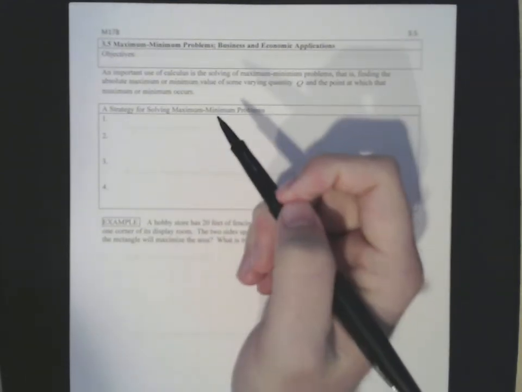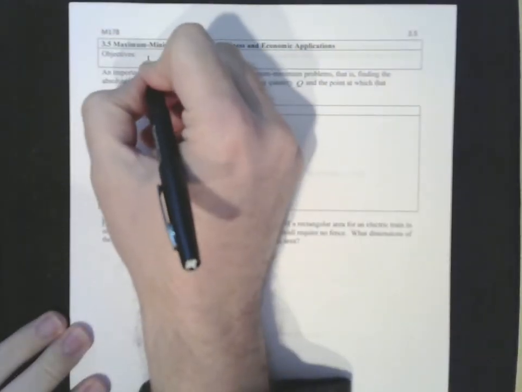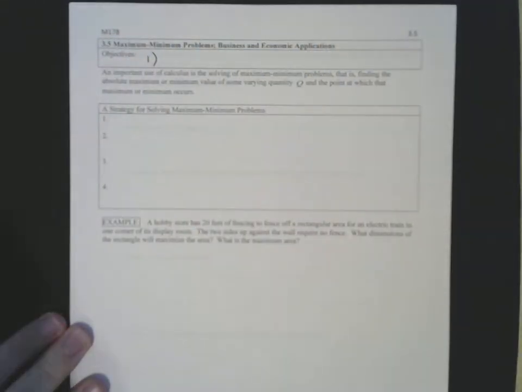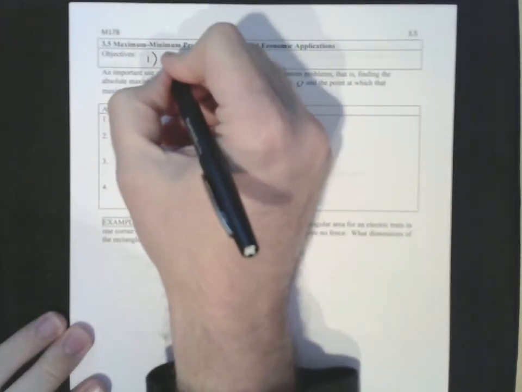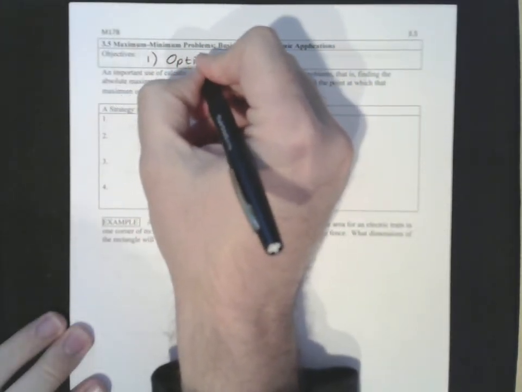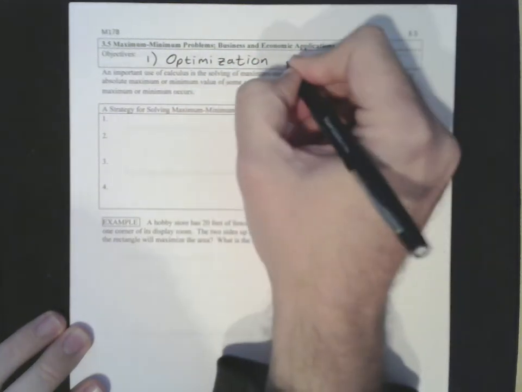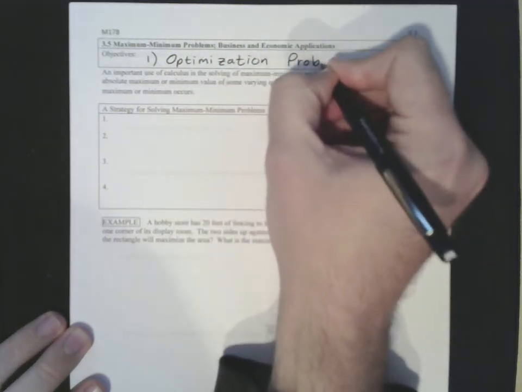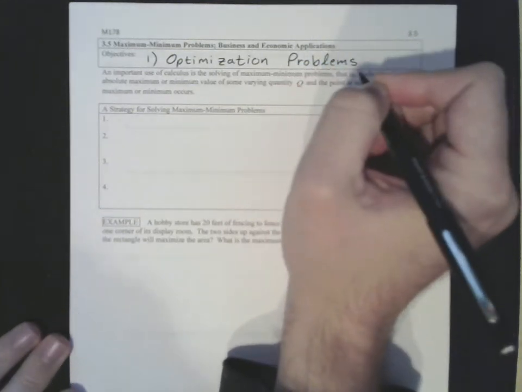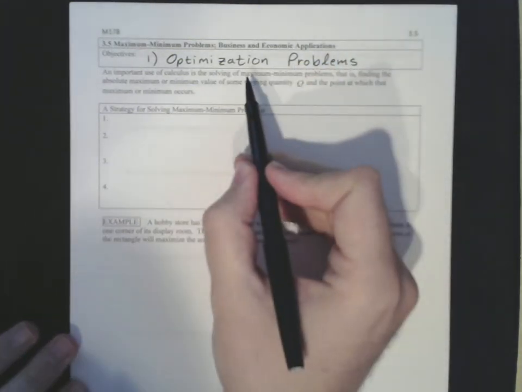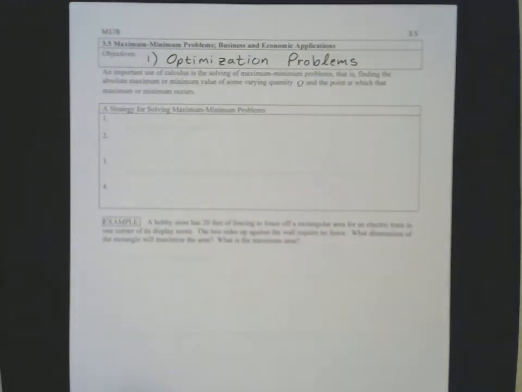Okay, section 3.5, maximum minimum problems, and these are specifically going to be some business and economic applications. Now, there's only one thing in this section that we're doing, and you may have noticed it's a bit of a short section, and that's what we call optimization problems. So anytime you see maximum minimum problems, maximize or minimize, you're optimizing.